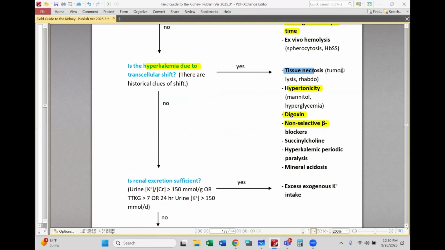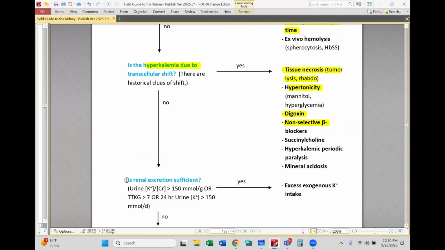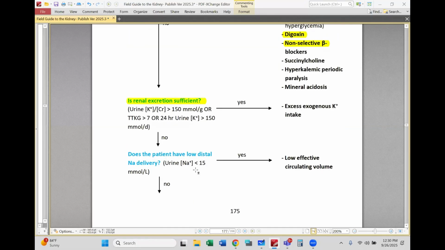One that we didn't talk about specifically is when you have death of tissue or injury of tissue, such as with severe rhabdomyolysis or tumor lysis syndrome. That would be another example in which transcellular hyperkalemia or transcellular shift can cause hyperkalemia. Okay, now we're going into situations in which you have total body K excess.